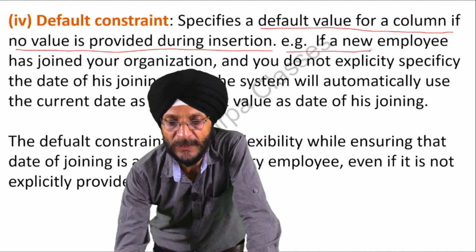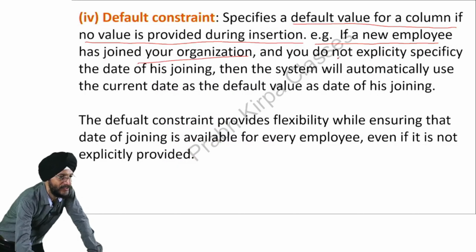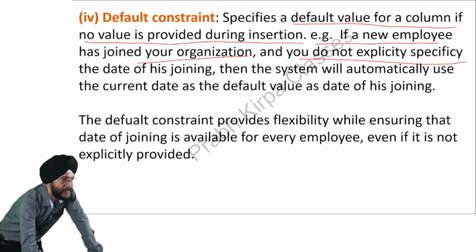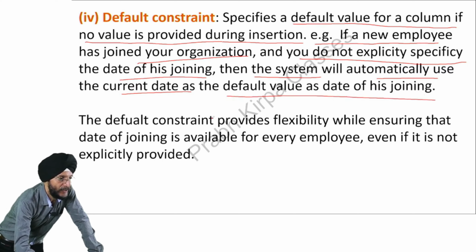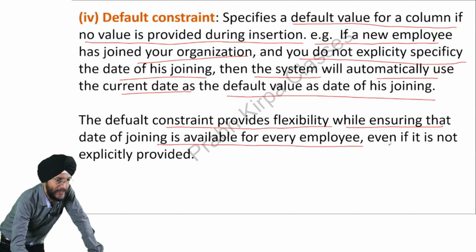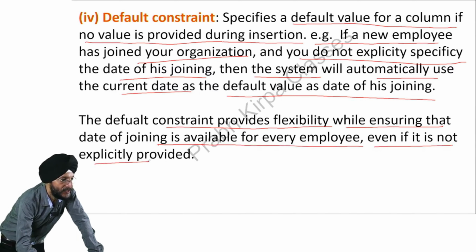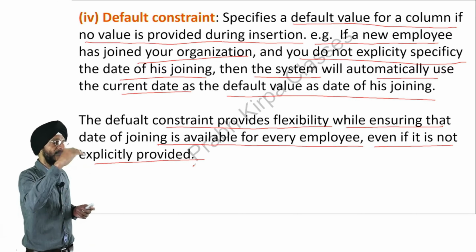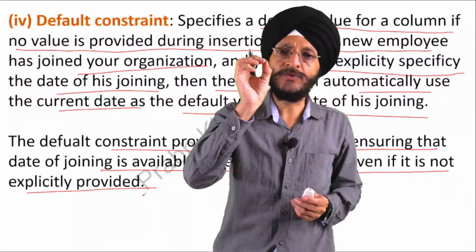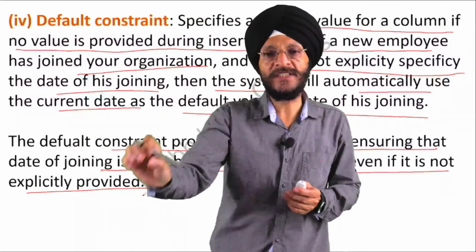Now read what is written. For example, if a new employee has joined your organization and you do not explicitly specify the date of his joining, then the system will automatically use the current date as the default value as the date of his joining. The default constraint provides flexibility while ensuring that date of joining is available for every employee, even if it is not explicitly provided. That is, the date of joining must be there in respect of each and every employee.